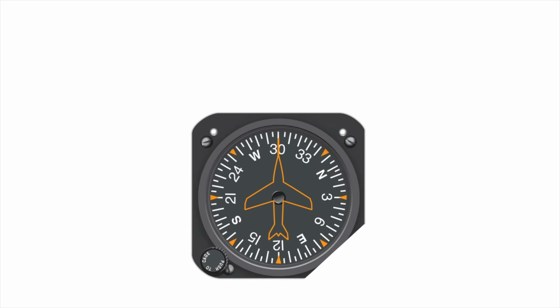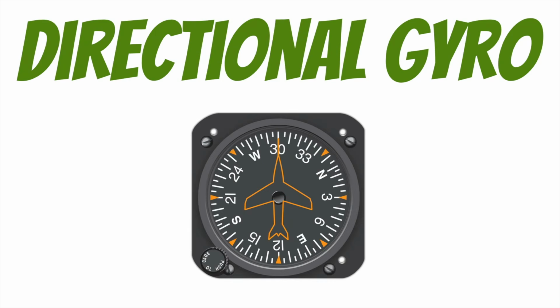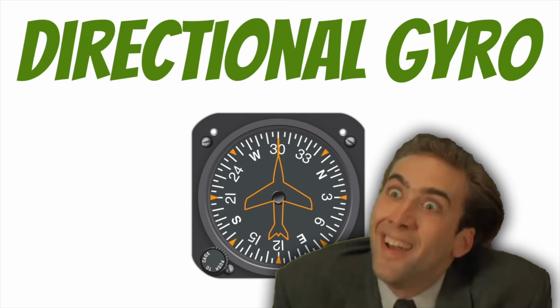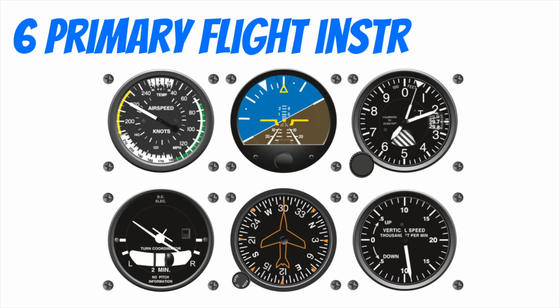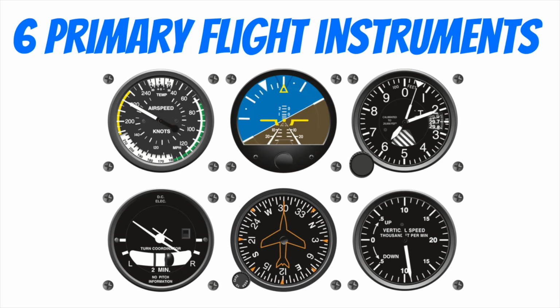Some pilots refer to this instrument as the directional gyro because this is a gyroscopic instrument that tells you what direction you're going. Well, fancy that. Anyway, this is one of the 6 primary flight instruments. Most pilots refer to these as the 6-pack.